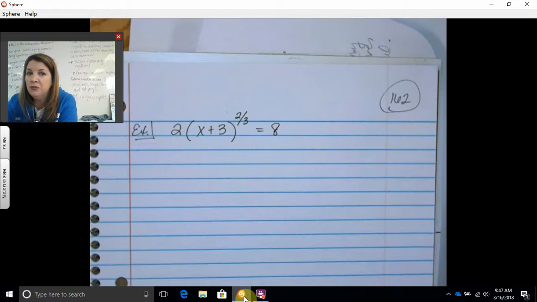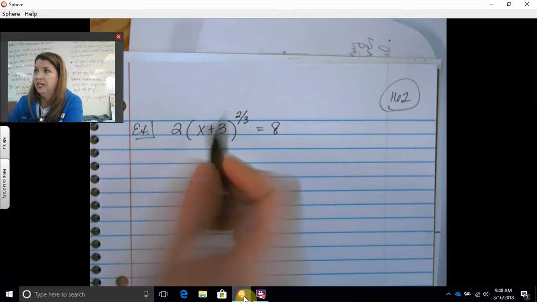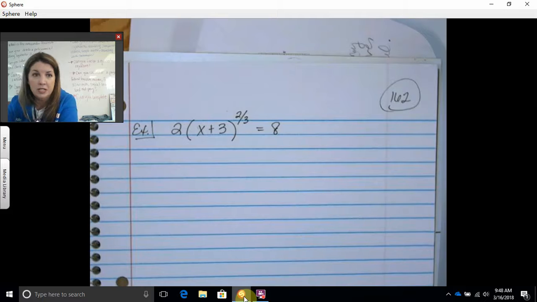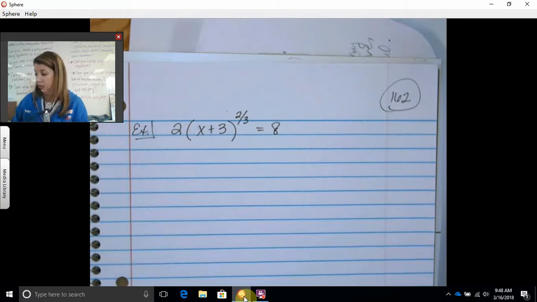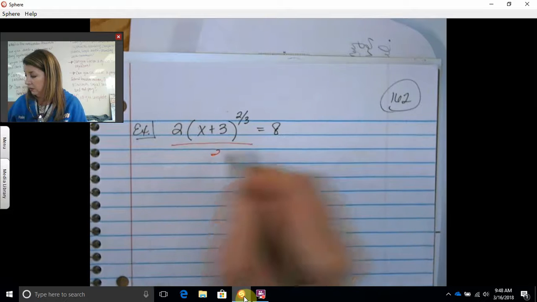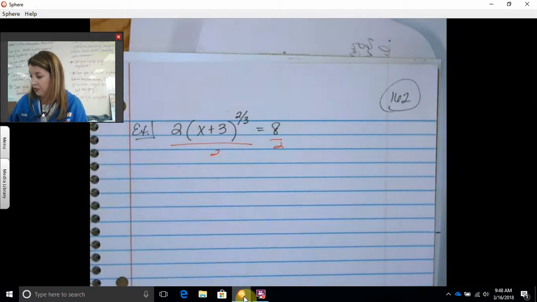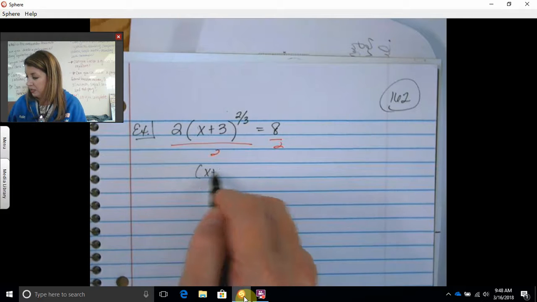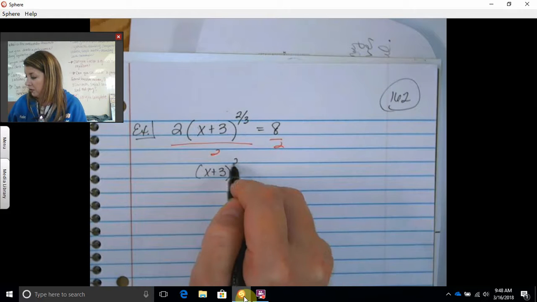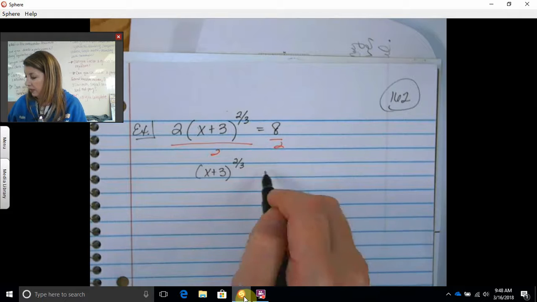Okay, so in this problem, you don't see a radical, but is it considered a radical equation? Yes, because we could convert this to a radical and there'd be a variable in the radicand. So it is a radical equation. We do it the same way, even though we might not ever convert it to a radical. What do you think we do first? You know it. 2 divided by 2 is 1. So in that first term, we're just left with x plus 3, quantity raised to the 2/3 power, equals 4.